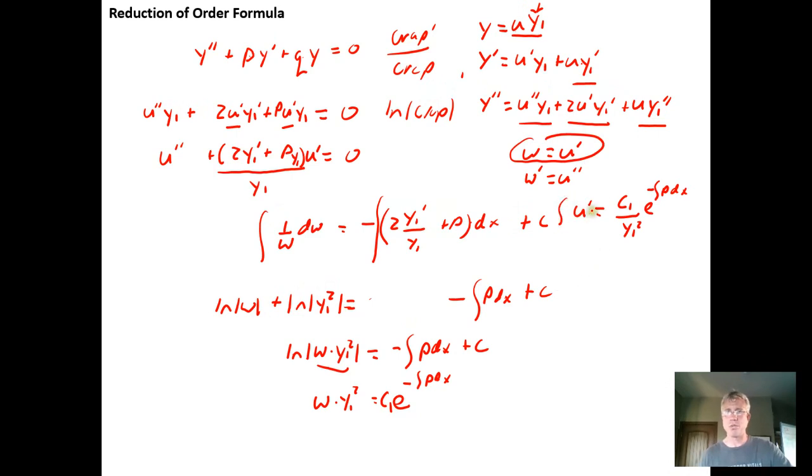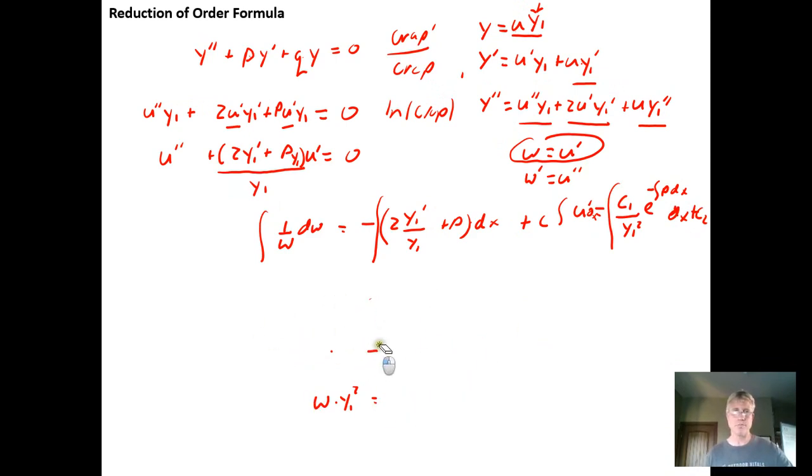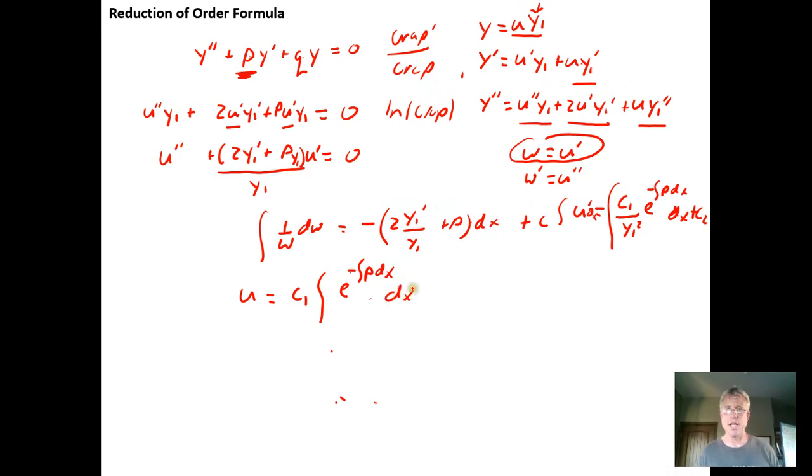And to find out what u is, we have to integrate both sides with respect to x. And we'll have to add on another constant of integration. So when we integrate u prime, we get u equals. This constant can factor out front, so we have c sub 1 times the antiderivative of e to the opposite of the antiderivative of p dx, where that p is just coming from right here, dx, plus our c sub 2. And this is what u is.